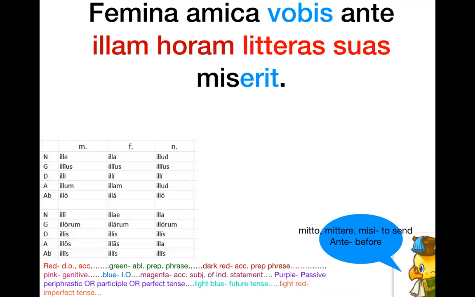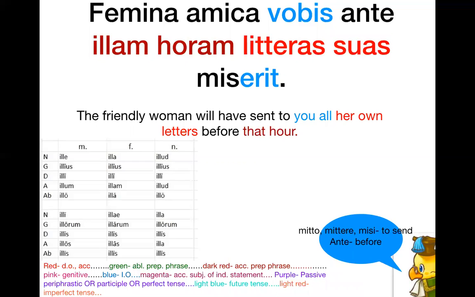It's future perfect. And this amica here is not the noun friend. It's right next to femina, so it must be the adjective friendly. It's identical, but just context wise, we can make that assessment. So the friendly woman will have sent, right? That's the crazy way to translate the future perfect. That almost never shows up because you need will and have verbed. Will have sent to y'all her own letters before that hour.